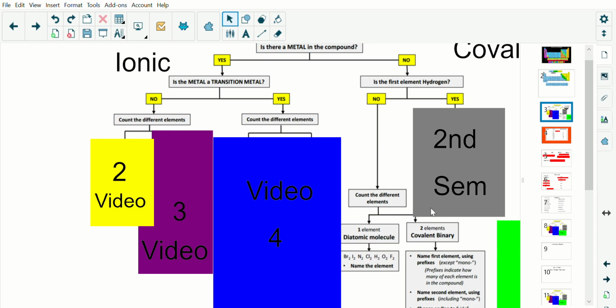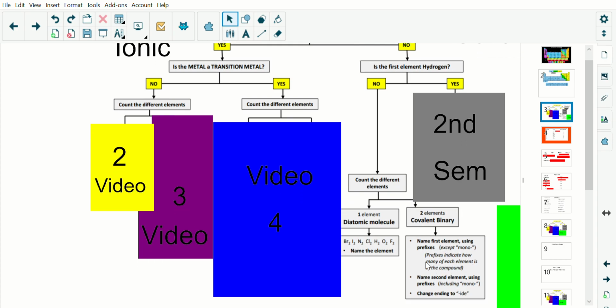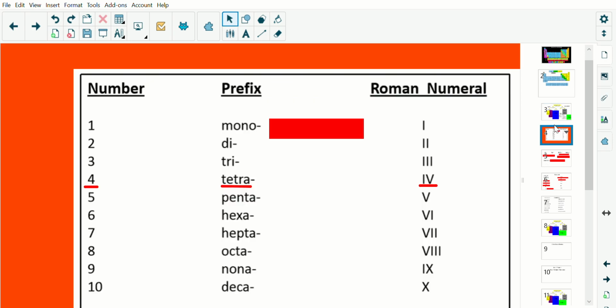With these, if it's not 2 of the same element, what you're going to do is you're going to name the first element first using prefixes, except for mono. We will go over the prefixes next. And these prefixes tell you how much of the element there is. Then we'll name the second element using mono. I will explain that as well, and I'll explain why this ending needs to change to "-ide". But first, the prefixes. So the prefixes are all right here, okay?